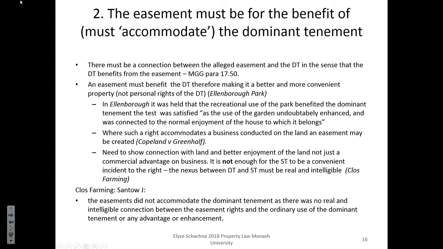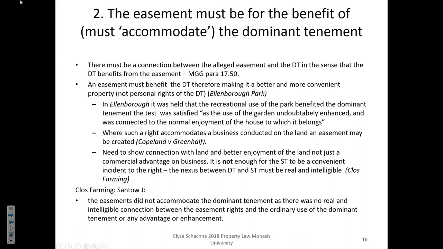We know from Clos Farming that we need to show a connection with the land and better enjoyment of the land, not just a commercial advantage on business. So it's not enough for the ST to be a convenient incident to the right. There must be a nexus between the DT and the ST, and it must be real and intelligible. So that's from Clos Farming.